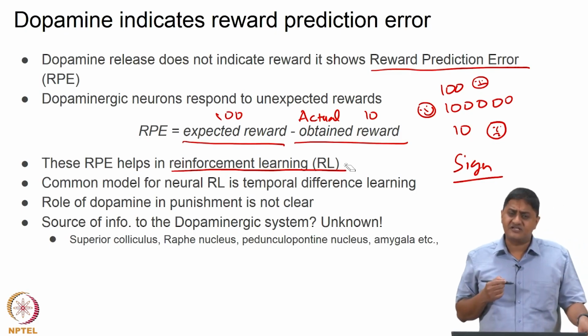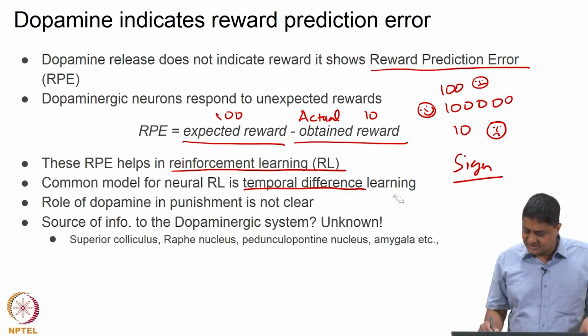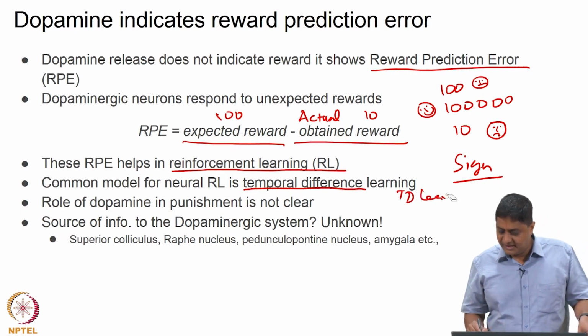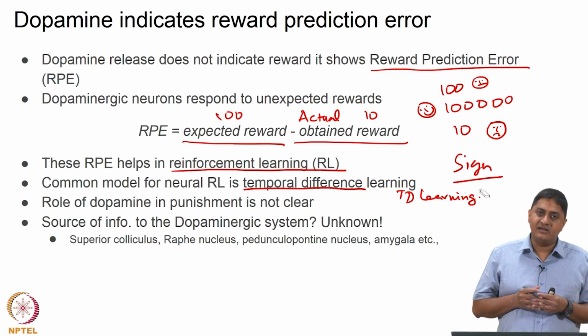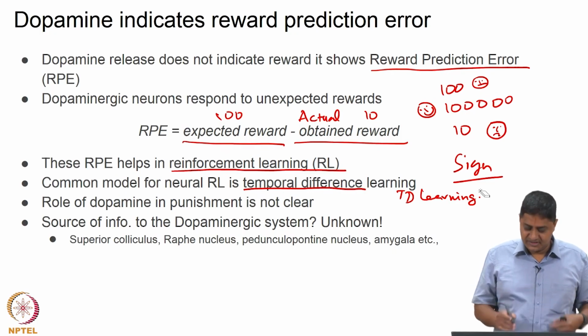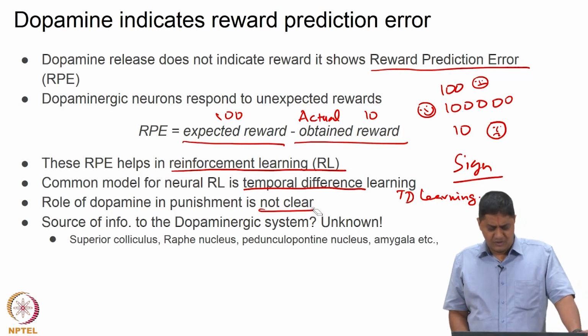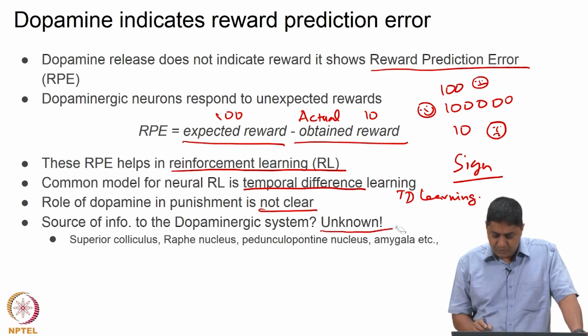One common model for studying reinforcement learning in neural systems is temporal difference learning, popularly called in reinforcement learning literature as TD learning. Importantly, the exact role of dopamine in punishment is not clear. Whether dopamine affects it in a negative way or how exactly it works is unclear for us. By the way, how does the dopaminergic system even know what the expected reward is? Actually, once again that continues to be a mystery.